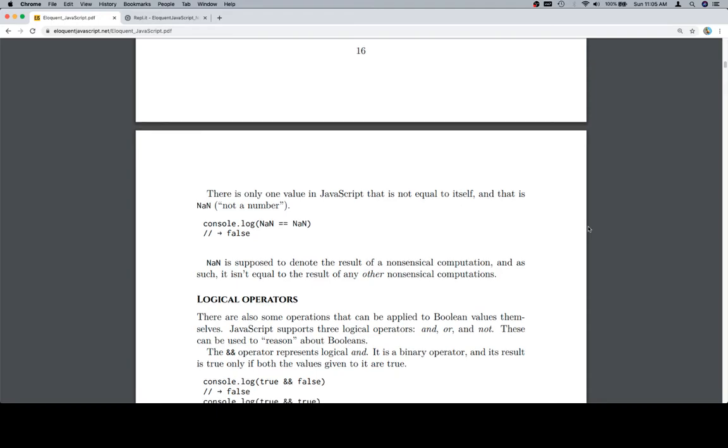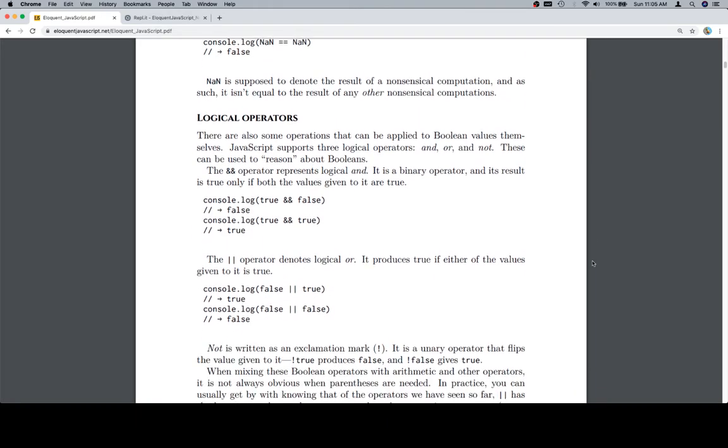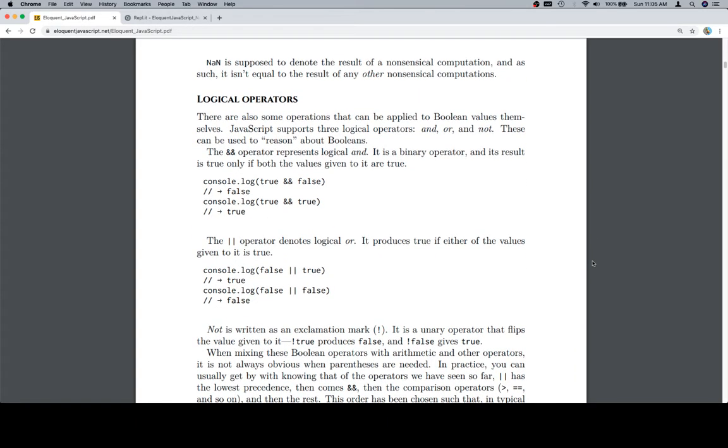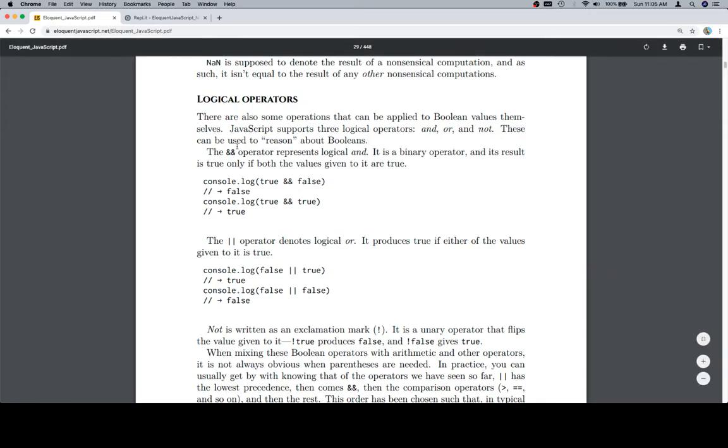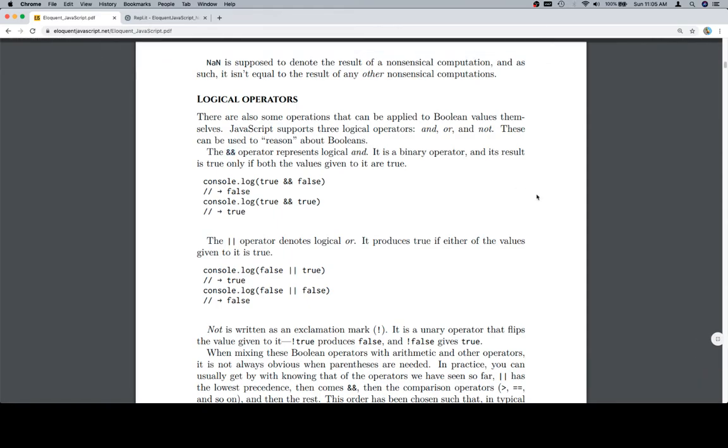because they said so. So, logical operators. There are also some operations that can be applied to Boolean values themselves. JavaScript supports three logical operators: AND, OR, and NOT. These can be used to reason about Booleans. The ampersand ampersand operator, which is this guy, represents logical AND. It is a binary operator, and its result is true only if both the values given to it are true.